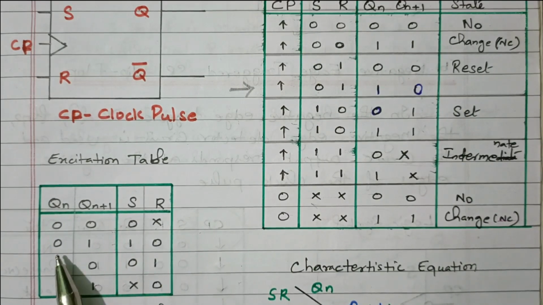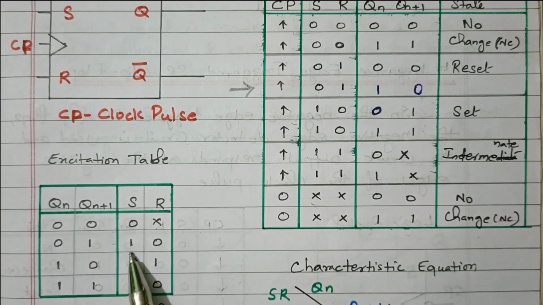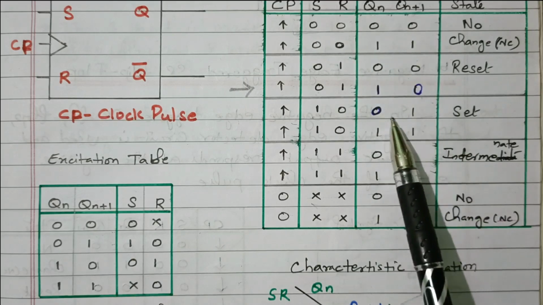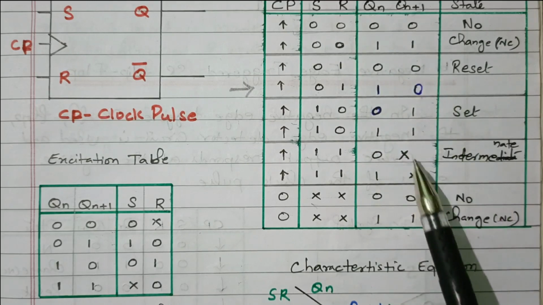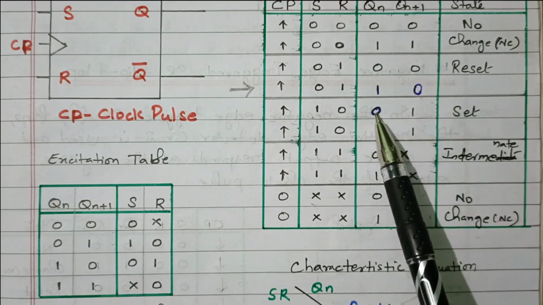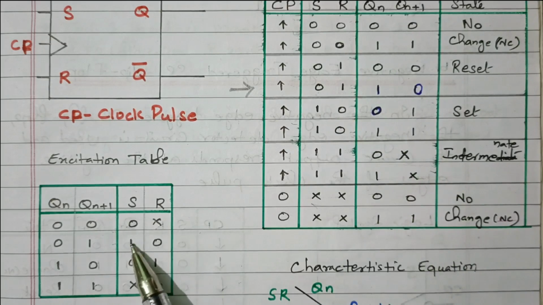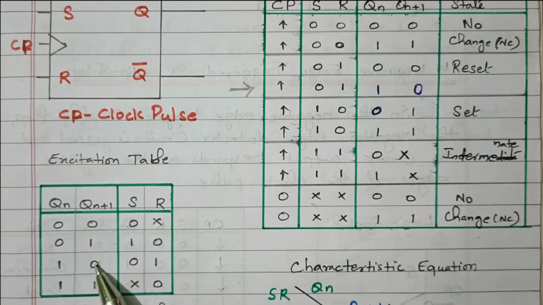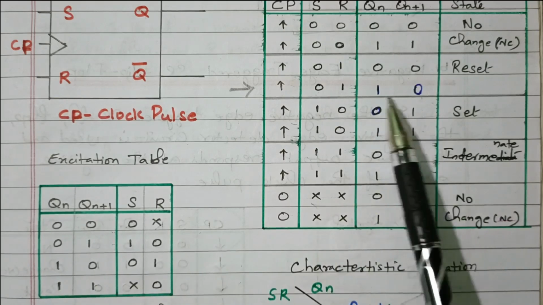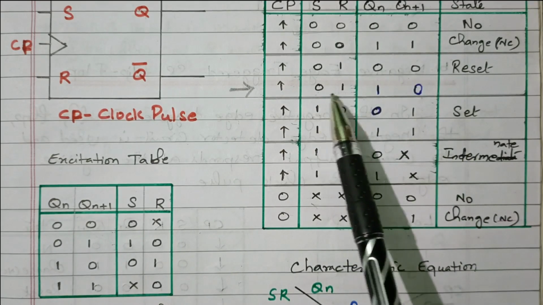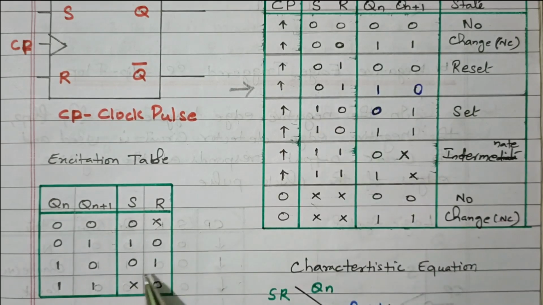Then we'll see 0, 1. Present state is 0, next state is 1, what is the input? See where it is: here we have 0, 1. Only one. No other. Present state is 0, next state becomes 1. What is the corresponding input? 1, 0. S is 1, R is 0. Only one combination. Then 1, 0. Present state is 1, next state becomes 0. Where is it available? It is available here. No other combination. What is the corresponding input? 0, 1. Set is 0, reset is 1.